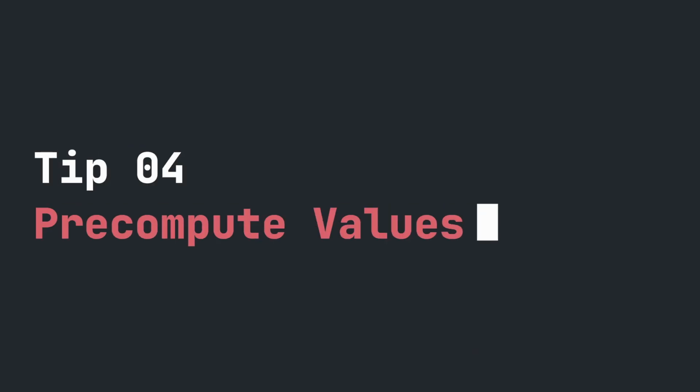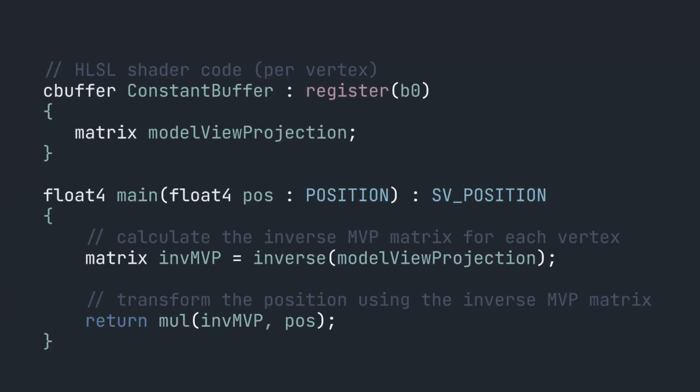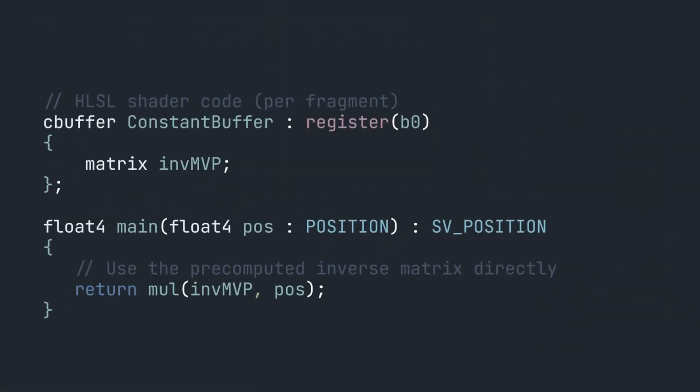Tip 4. Precompute values. It might seem that setting up as little as possible to the GPU is the most optimized. But you gotta remember that a shader is something that runs on a per item basis. So calculating the inverse of a matrix per fragment isn't necessarily the most optimized either. Therefore, you should pre-compute values, like for example the view projection, which can be calculated on the CPU and sent up to the GPU one time.